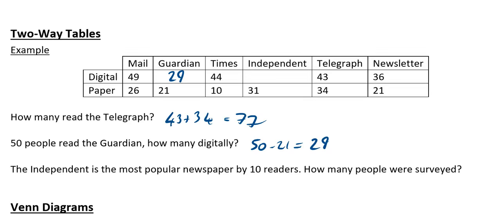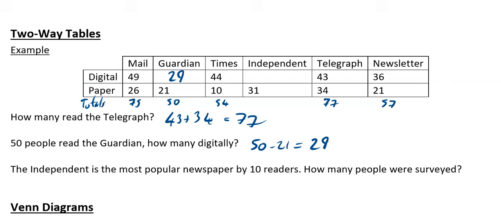We've got to work out the totals for each of these, because you can read a paper by reading the digital version or the paper version. So if we do the totals here, 49 plus 26, 40 plus 20 is going to be 60. And then 9 plus 9 is 69, plus another 5 is going to be 75. 21 plus the 29 is going to be 50. And 40 plus a 10 is going to be 54. And we don't know what the Independent is just yet. And then 43 plus 34 is going to be 77. And 36 plus 21 is going to be 57.